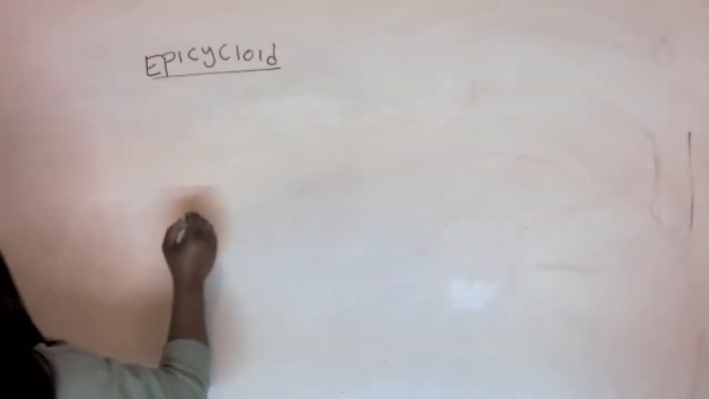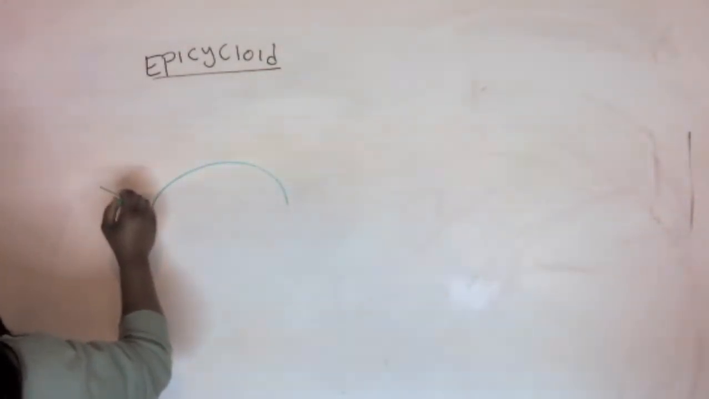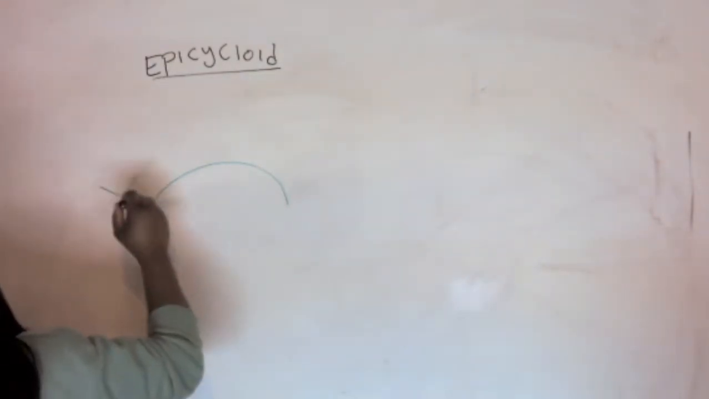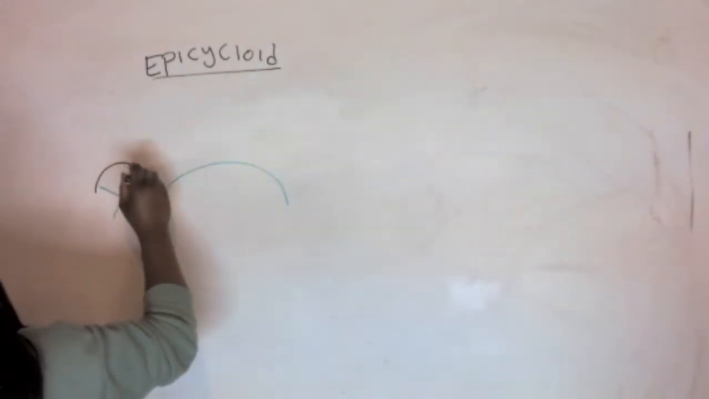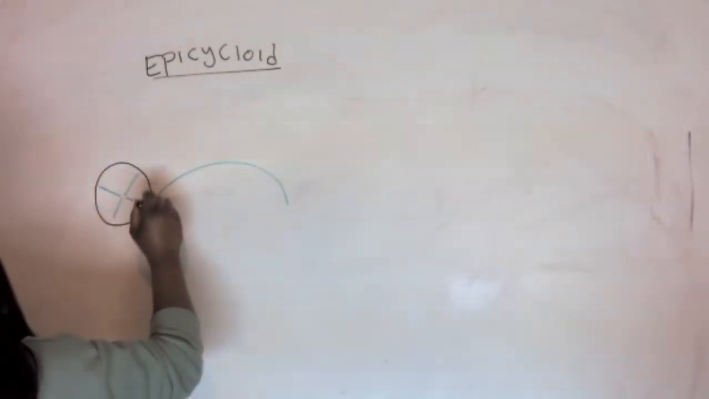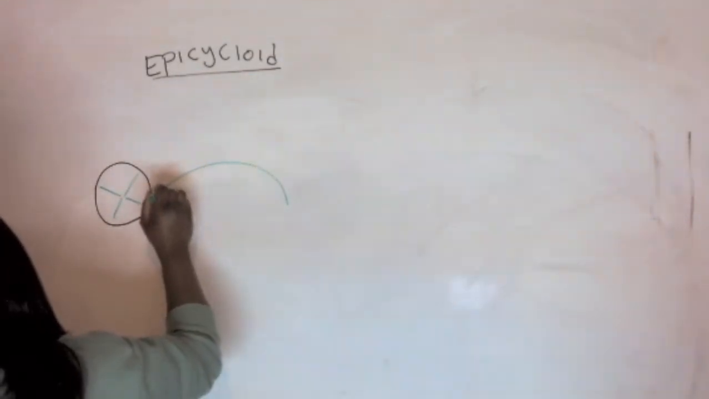Epicycloid, we are dealing with a rolling circle on a curvy path. It means that you have been given, for example, this is the path, and they tell you that there is a road, and there is a rolling ball, which I'm going to put in black. Okay, this is a rolling ball. The diameter you are going to be given for the rolling ball.